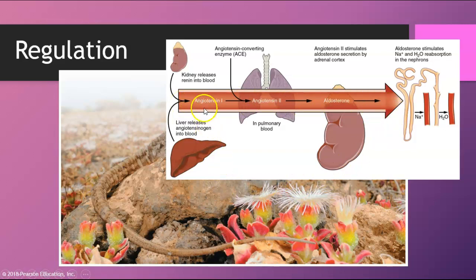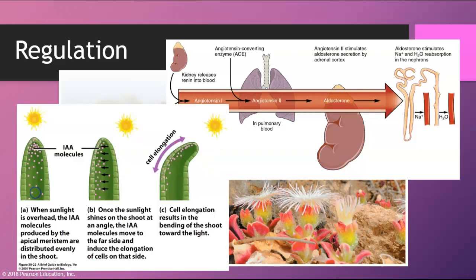This particular diagram is showing you a couple of different hormones that help regulate your water balance in your body, and whether you need to retain water or excrete more water depending on the conditions that you're in and the presence of water in your body. Another type of regulation would be in the process of plants.